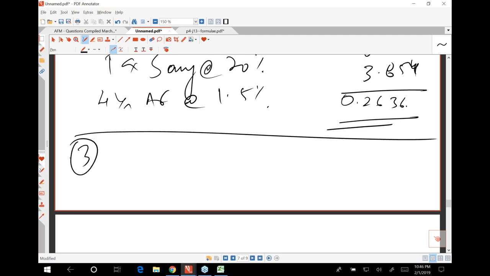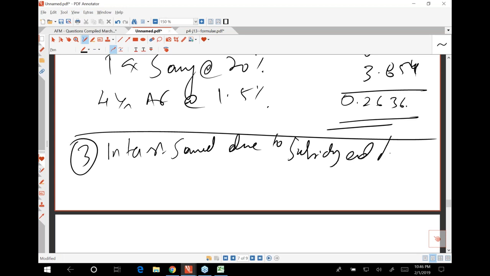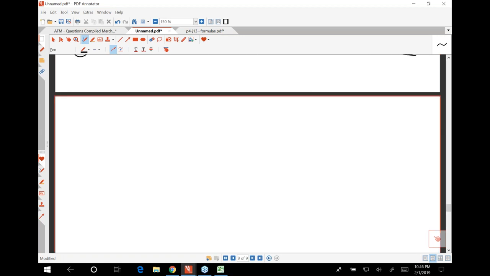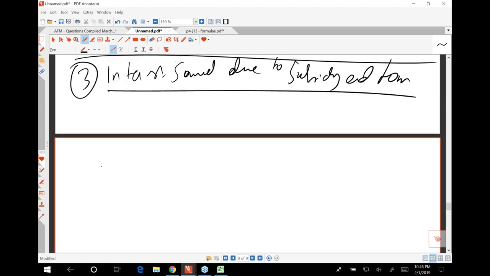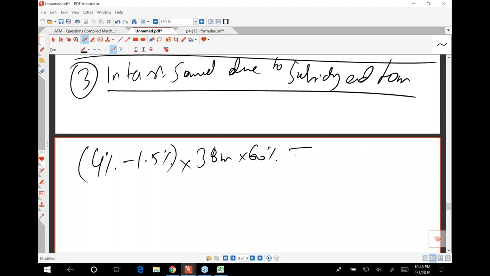The third thing is basically the interest saved due to the subsidized loan. So let's talk about it. We would have normally borrowed at 4%, but now we have borrowed at 1.5%. Multiplied by 38 million, multiplied by 60%. So how much does it turn out to be?